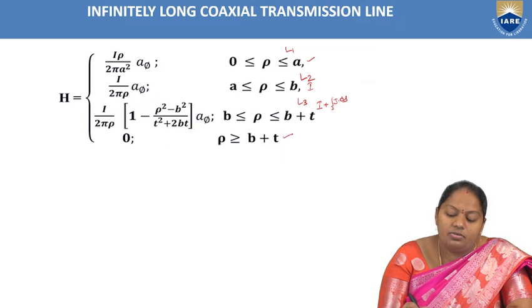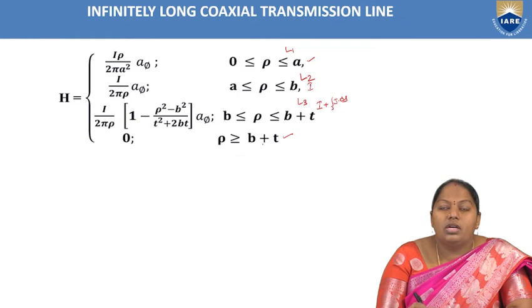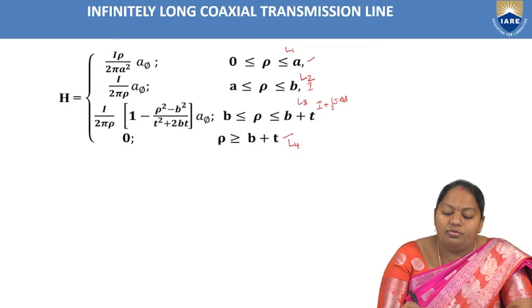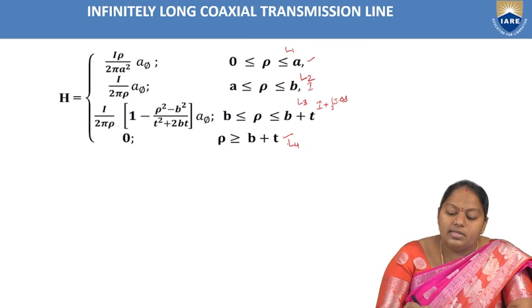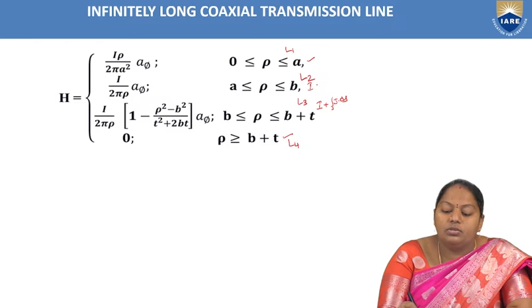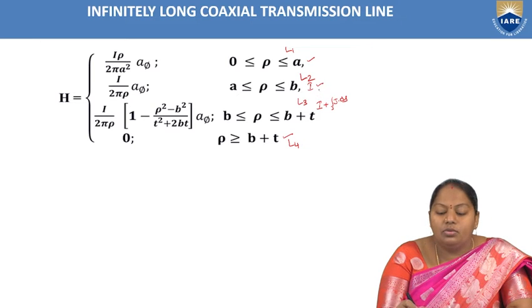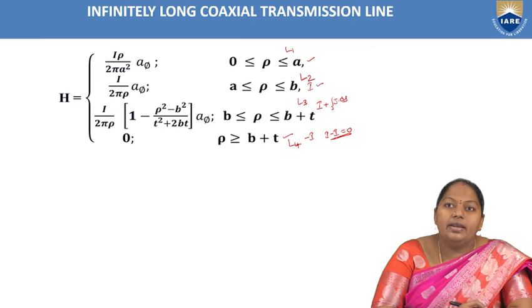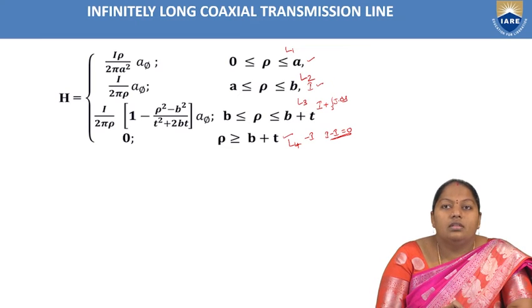And for the last case, the fourth region, that is rho greater than or equal to b plus t, we use the path L4 as the Ampere path. Up to path L2, the total current enclosed by that path is I, and for path L4, the net current enclosed by that path is given by minus I. Hence, total current enclosed by path L4 is I minus I, which is equal to 0. If I enclosed is equal to 0, then there doesn't exist a magnetostatic field, hence the H component becomes 0 in that particular case, right?